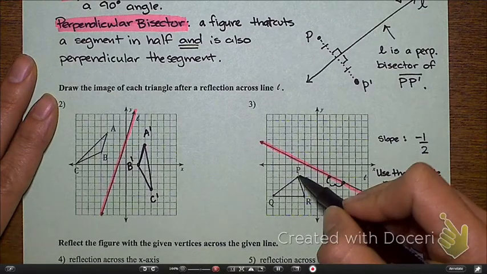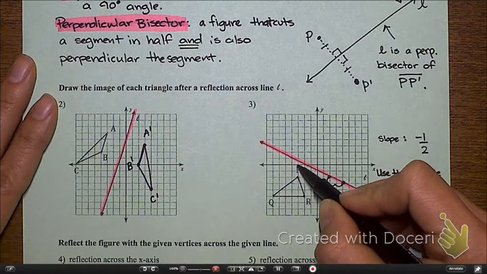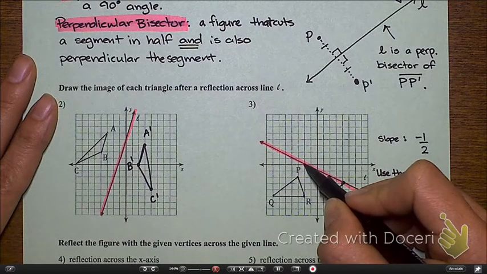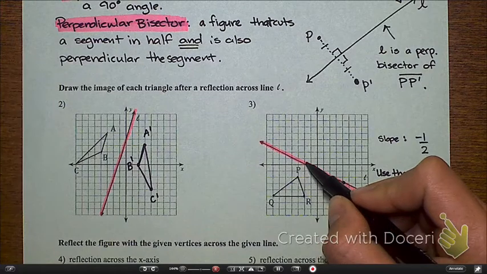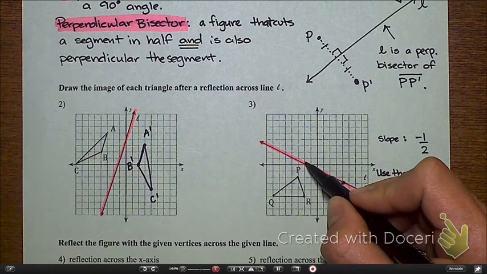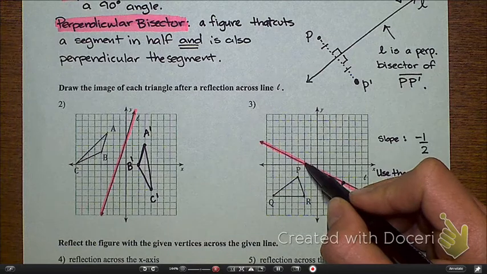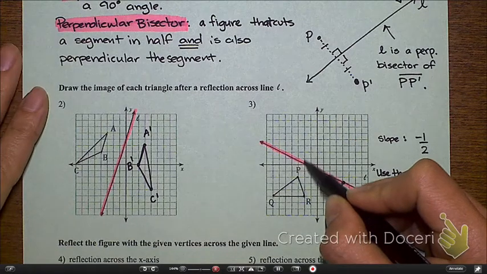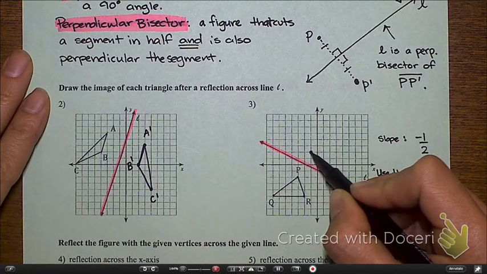So if I start at P, I'm going to go up 2 over 1. I get to the line of reflection. That took me 1 time. Does that make sense? So now I'm going to do it one more time across, up 2 over 1. This is where P prime belongs.